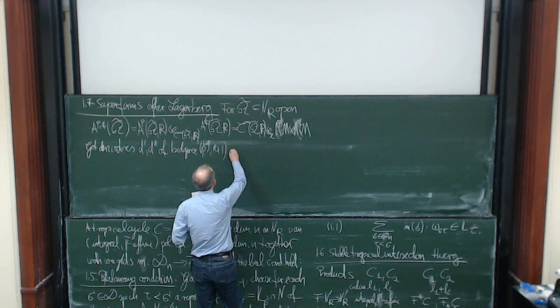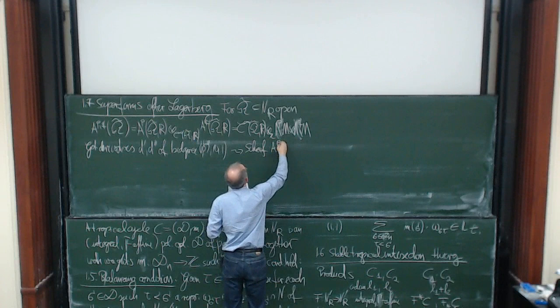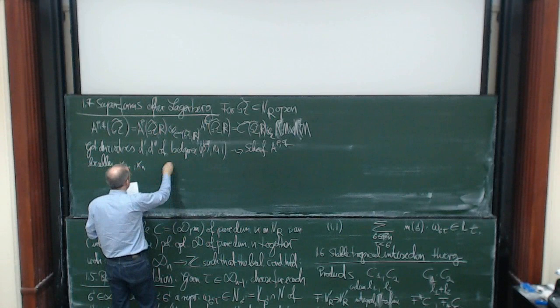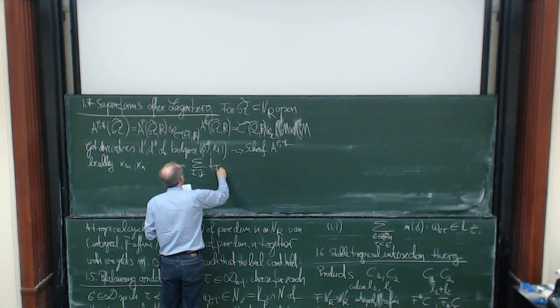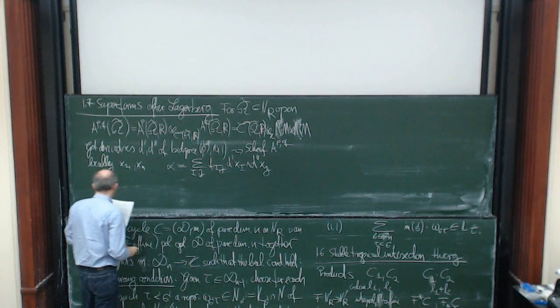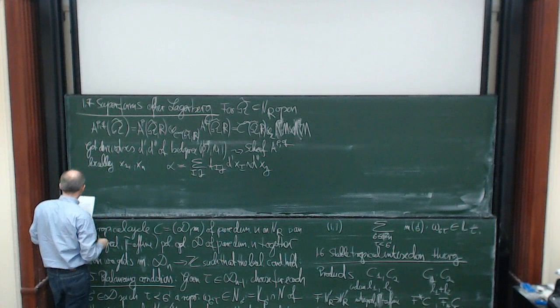So you get a sheaf A^{p,q} of superforms, and locally, if you have coordinates x1 to xn, then you write alpha as the sum over I and J as usual. Here you have some smooth function, then you have d prime x_i wedge d2 prime x_j. And okay, so this is like usual differential forms, but you have a second degree.